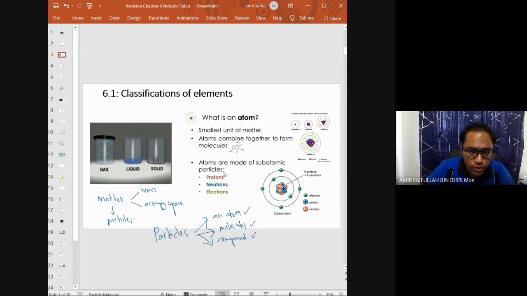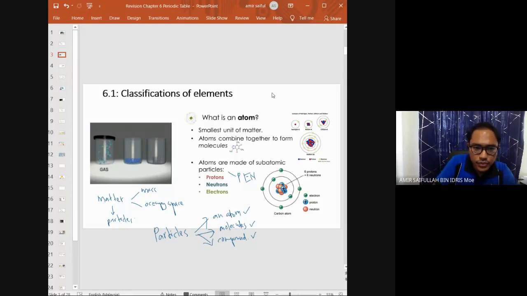So what is an atom? An atom is the smallest unit of matter. Among all these, the smallest one is the atom. Atoms are made of subatomic particles, which are the proton, electron, and neutron. Easy to remember: in one atom, they are PEN. They are proton, electron, and neutron.